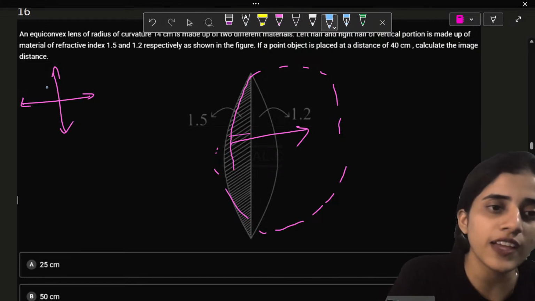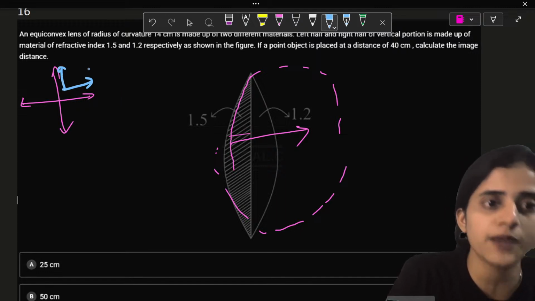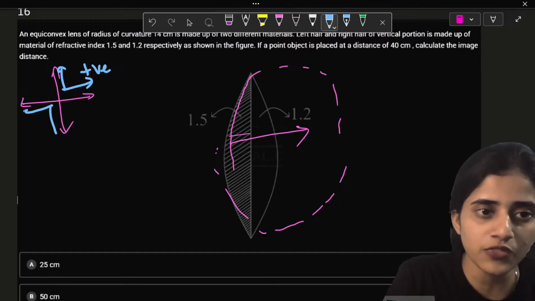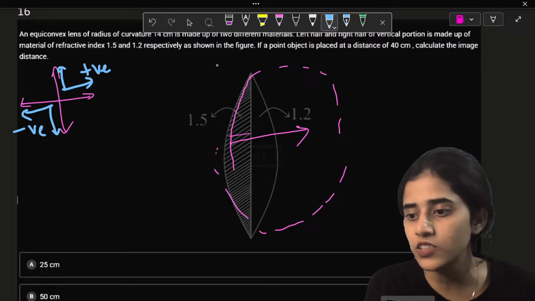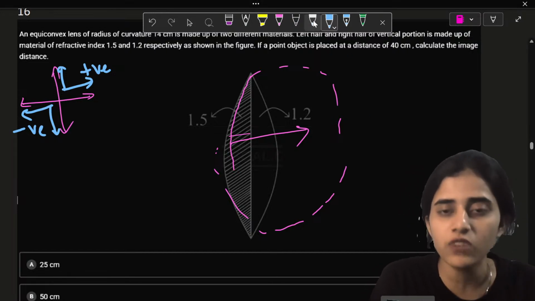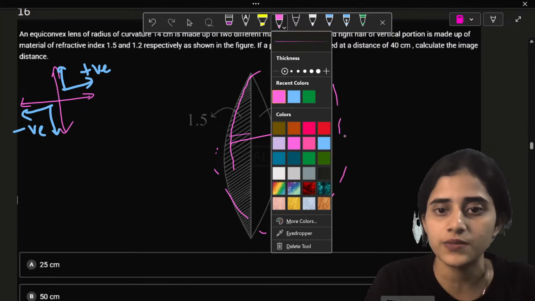If anything is measured in this direction or in the upward direction, it is positive. If it's in either of these directions, it is negative. This is one thing that you have to keep in mind, because from now on we'll be solving ray optics questions, and for that you have to remember this.